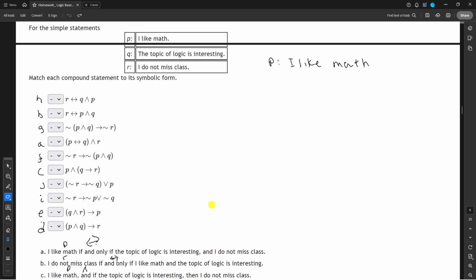Okay, this is problem number 8, and they want you to translate into the symbology the following statements and match them up.